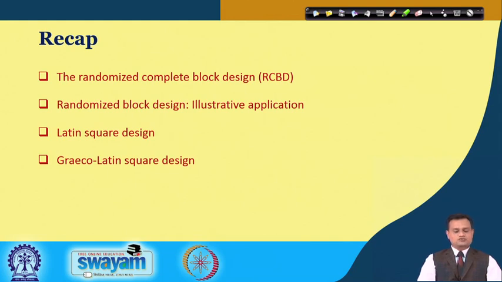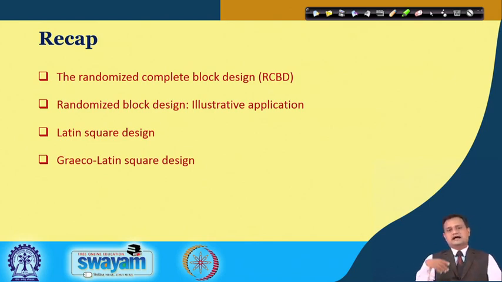So this is what we have discussed in the last lecture. The randomized complete block design concept: I need to block the nuisance factor in order to have better, good quality inferences from my design of experiment. So we had seen the illustrative application.